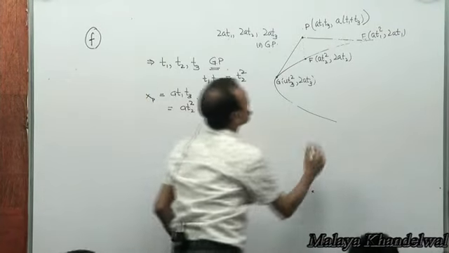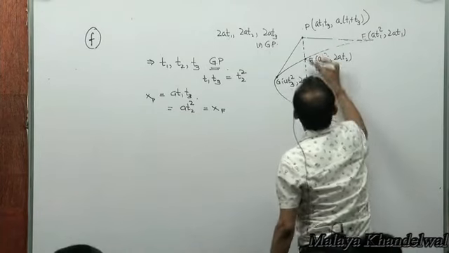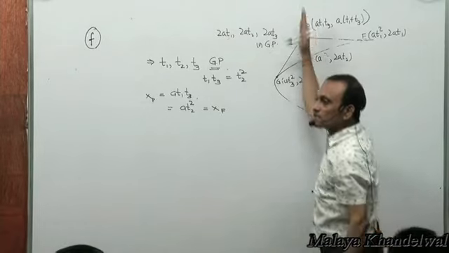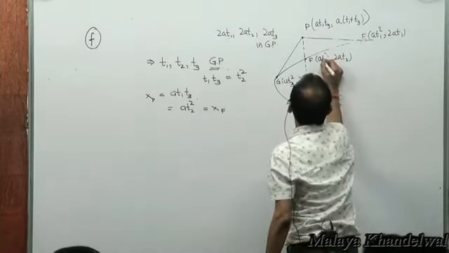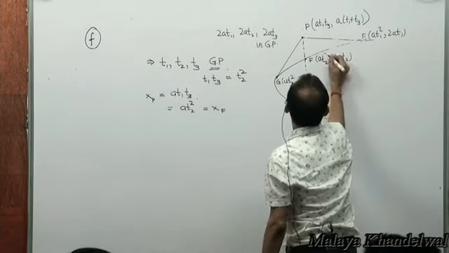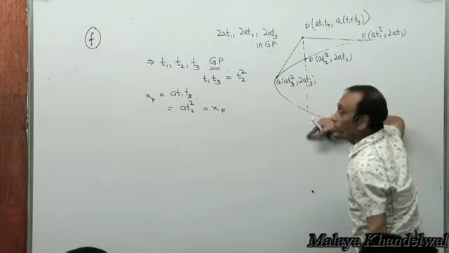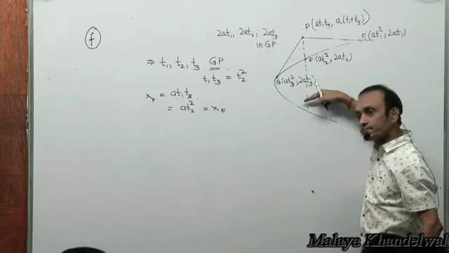That means P and F lie on the same vertical line, on the same abscissa, because a T2 squared is a T1 T3. They have the same x coordinate. It's a line parallel to the y axis. This is what it means. Clear?